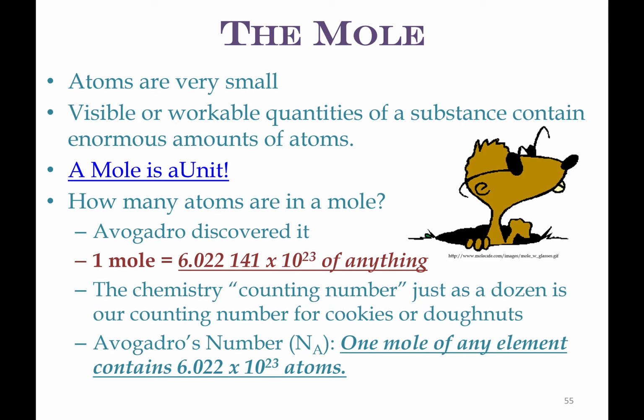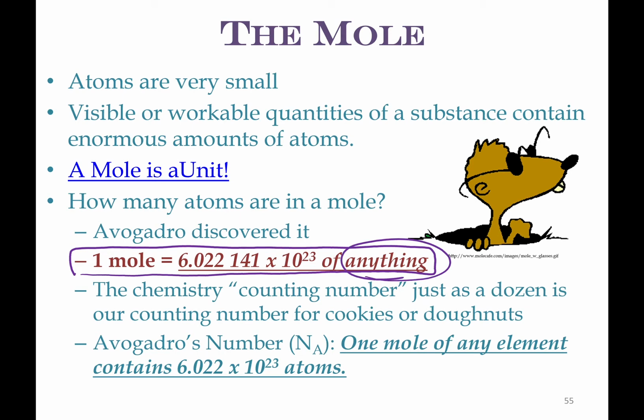This is where we talk about Avogadro's number. So this scientist named Avogadro discovered it. And he said that 1 mole of anything is 6.022141 times 10 to the 23rd of anything.